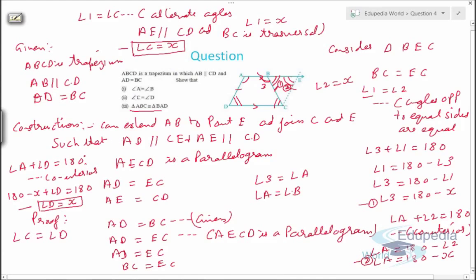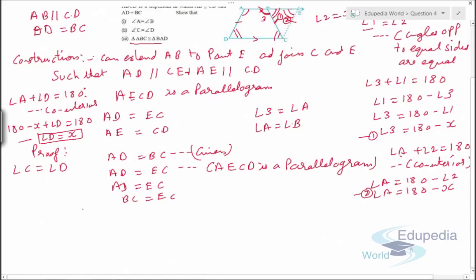Now let's see how we can prove the last part, which is very interesting again, so you have to watch it carefully. Now we need to prove that triangle ABC is congruent to triangle BAD. So for convenience, let's draw the triangles over here. So this is, let's say, triangle ABC, and we need to draw triangle BAD. So let's draw like this. So this is BAD.